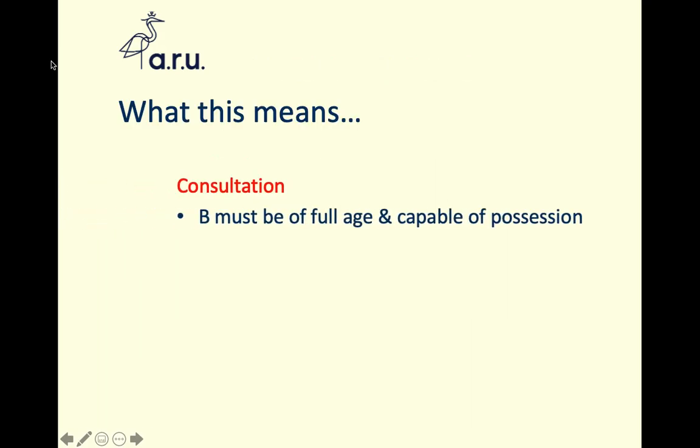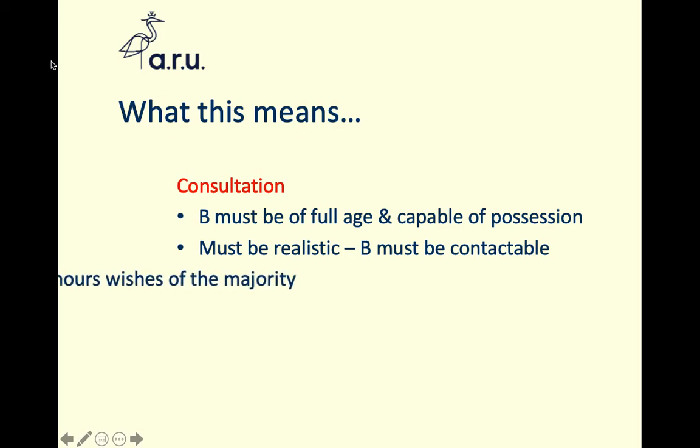So as regards consultation, as I said, the beneficiary must have full age, be over 18 and be capable of possessing the land itself, so have an interest in some form of residence there. It has to be realistic, so that so far as practicable thing means that the beneficiary has to be able to be contacted. Then in thinking about what the beneficiary's response would be to that proposal, the trustee would honour the wishes of the majority of the beneficiaries. If there are 2 out of 3, 3 out of 4, the trustee honours the wishes of the majority.